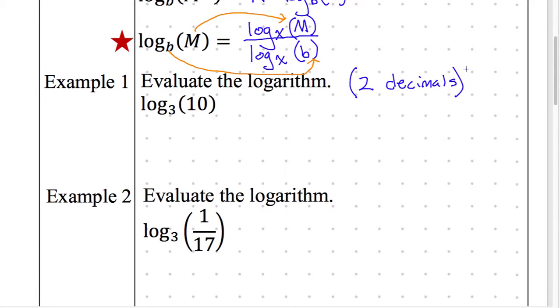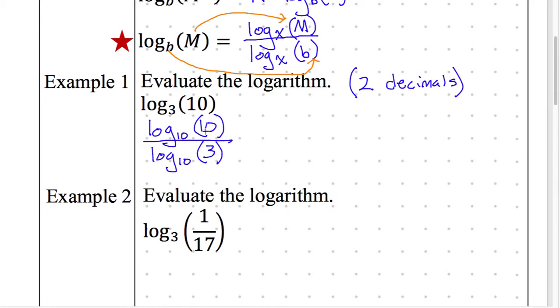All right, so I need a quiet raised hand to rewrite this in log base 10, because I know how to do log base 10. Go for it, Eva. Log base 10 to the 10 over log base 10 to the 3.